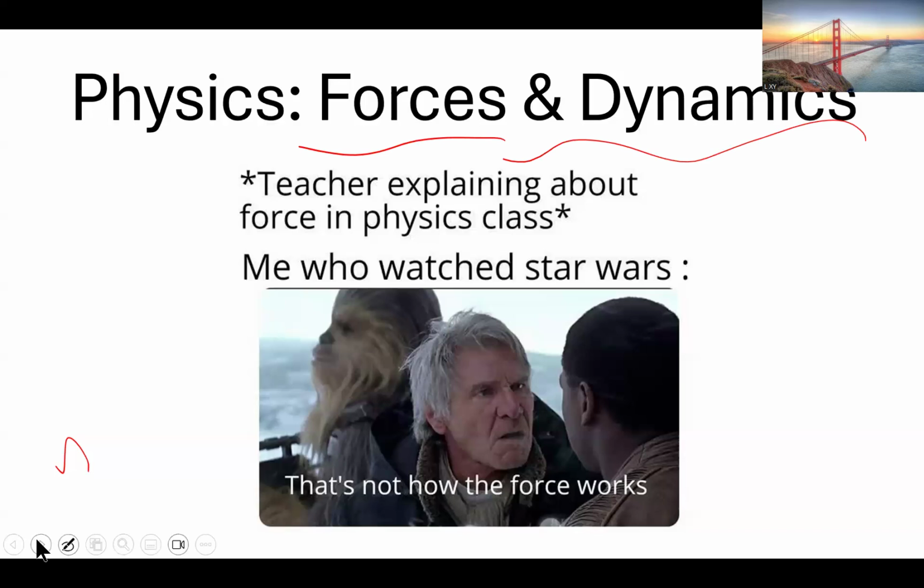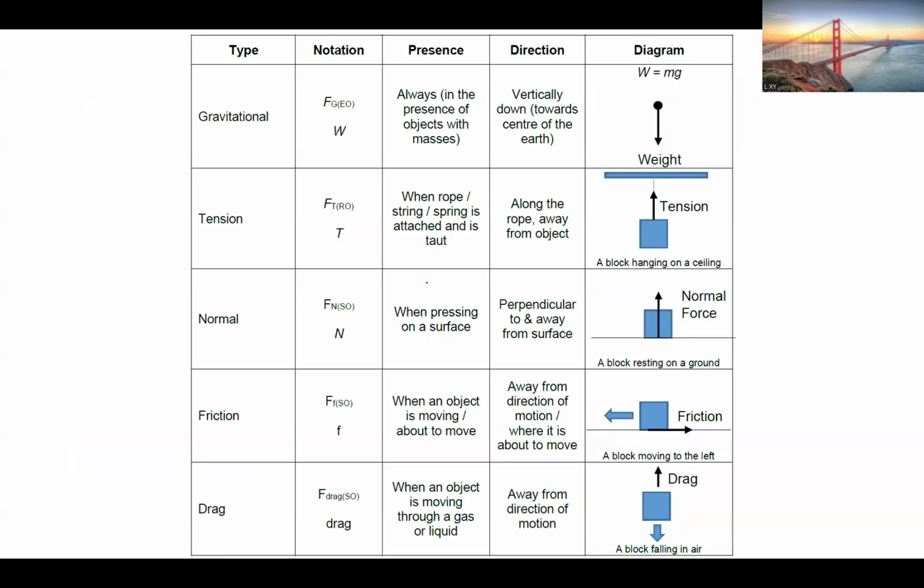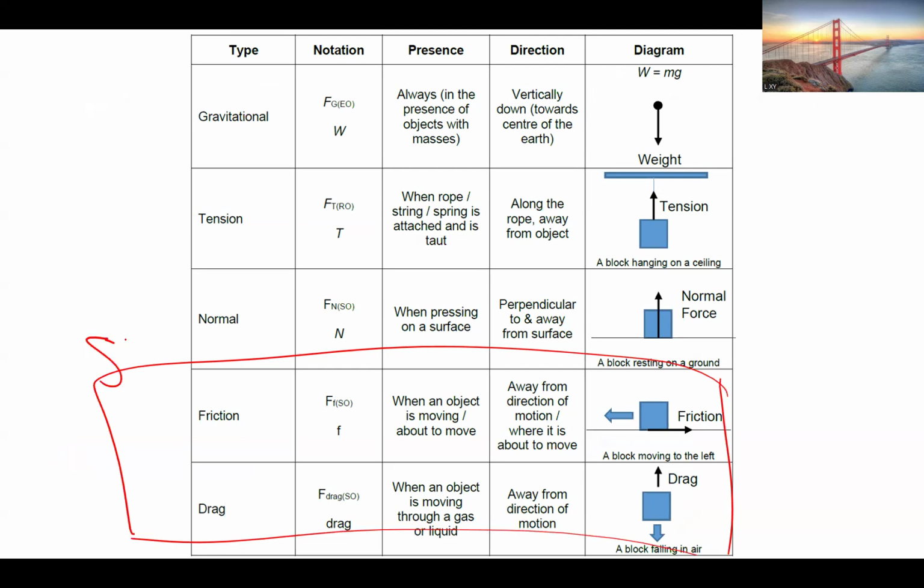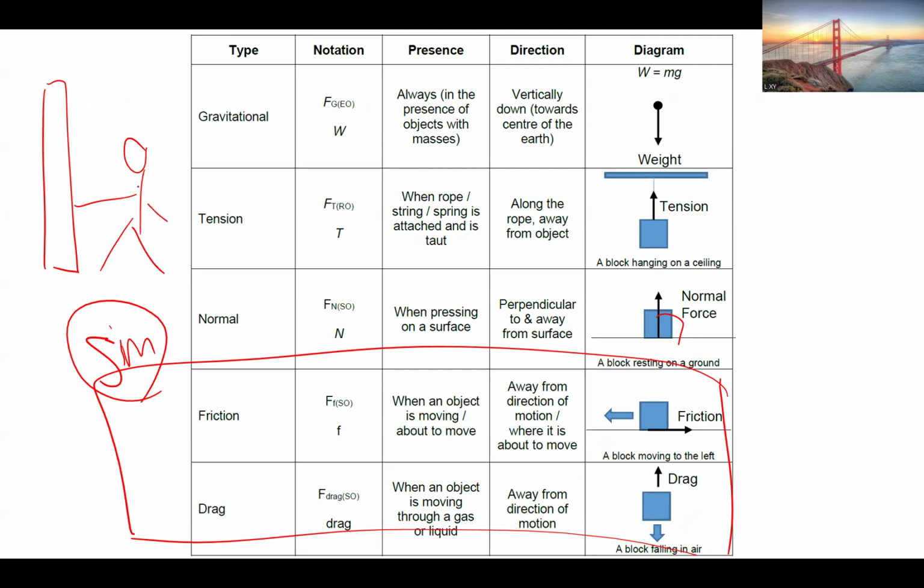Okay, so these are some types of forces: gravitational, tension, normal, friction, and drag. These two are very similar, and the normal force is always perpendicular to the surface. So let's say you have a wall here, and you have a person pushing on the wall. The normal force is in this direction.